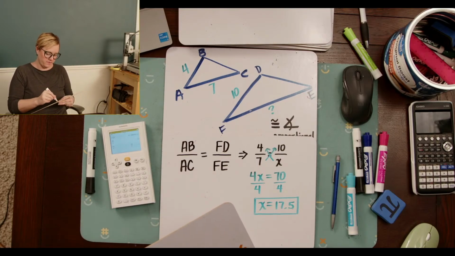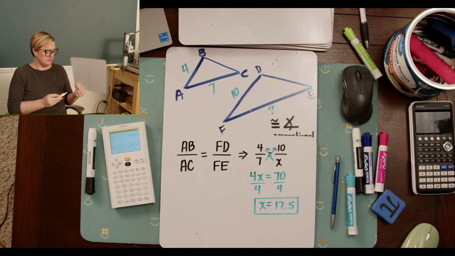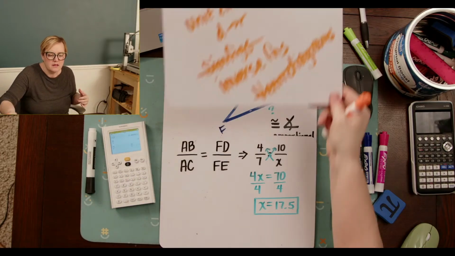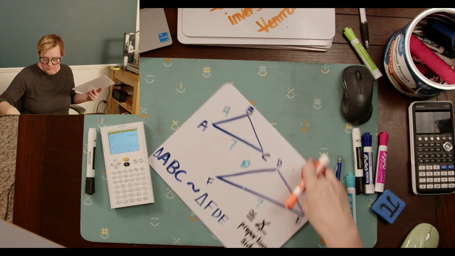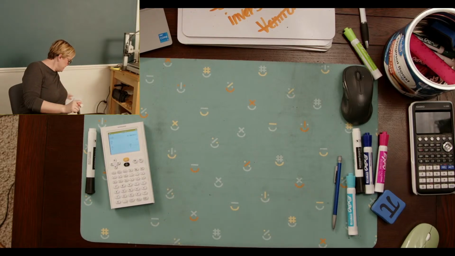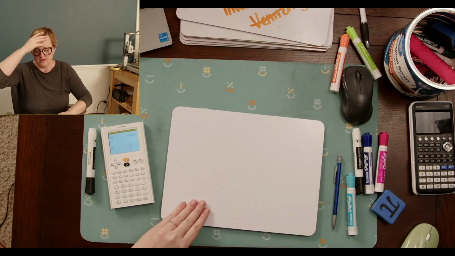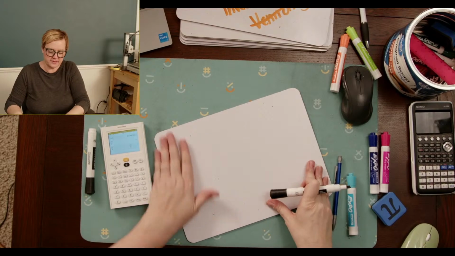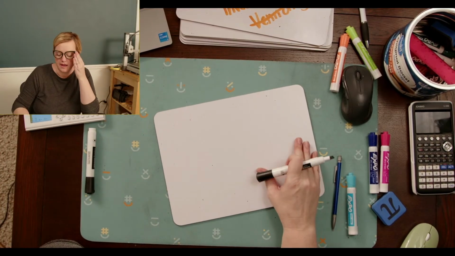Okay, so we did similar figures. Okay, let's do Venn diagrams. A Venn diagram is a way to show how things are kind of arranged. Now, I'm going to come at it from a probability lens.